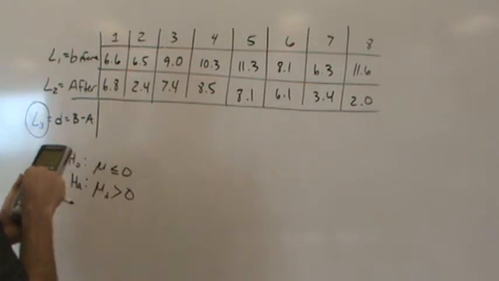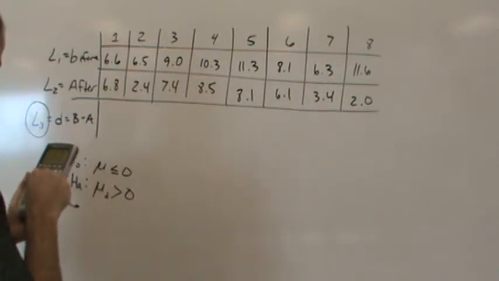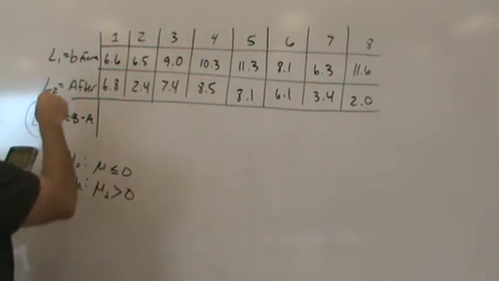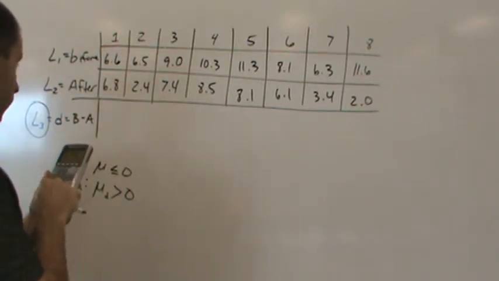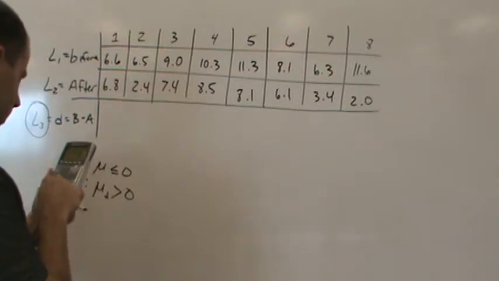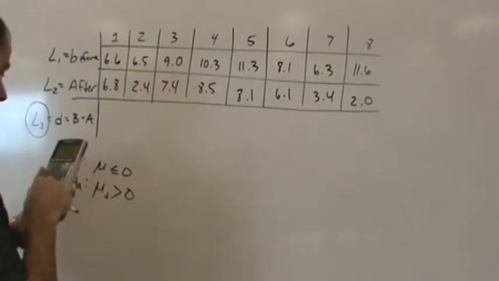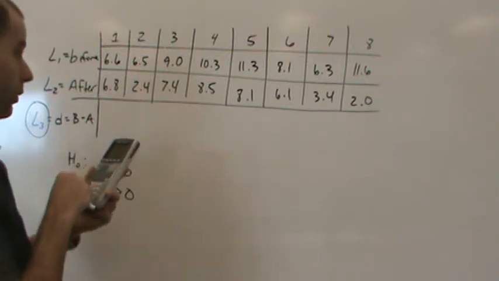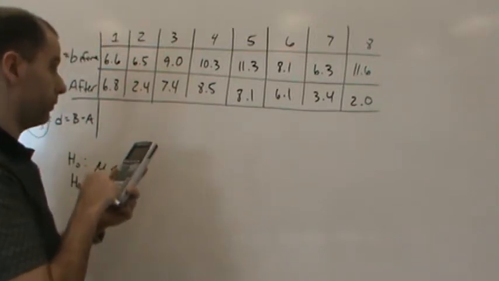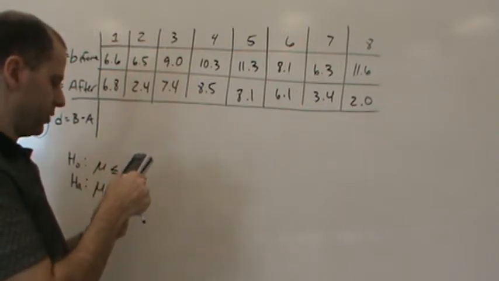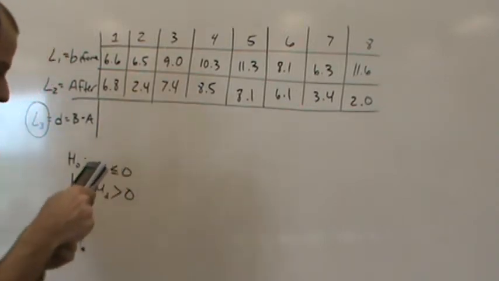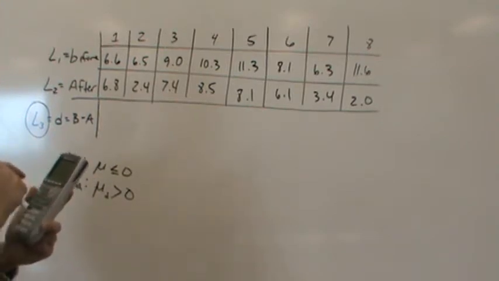So now I'm going to do the after list. So L2 is going to be my after, so I'm going to do 6.8, enter, 2.4, 7.4, 8.5, 8.1, 6.1, 3.42, and that's it. So I make sure they match, so I didn't make any mistakes. So now I'm going to quit out of this.